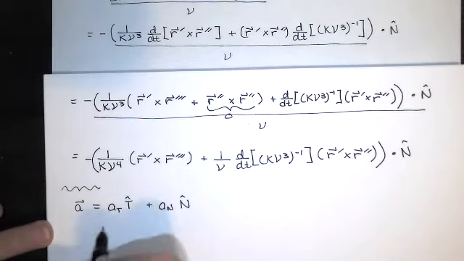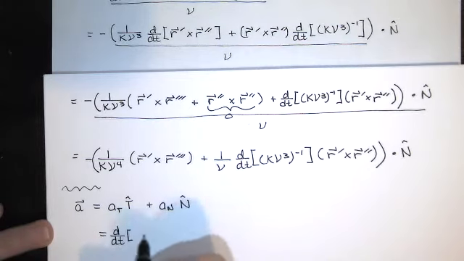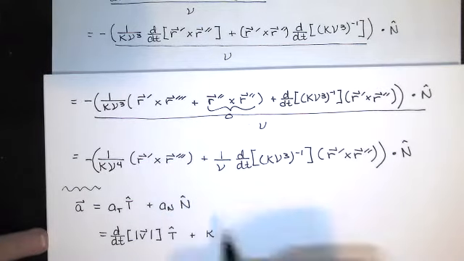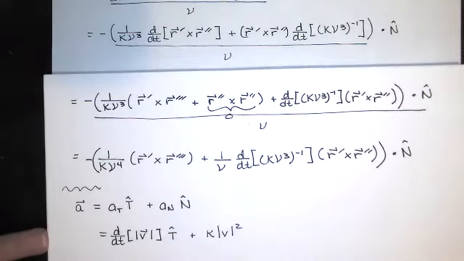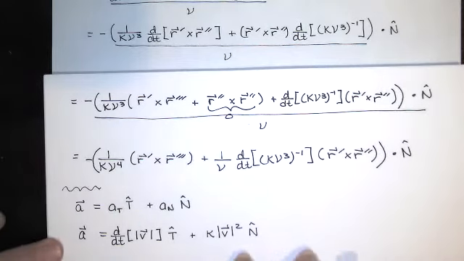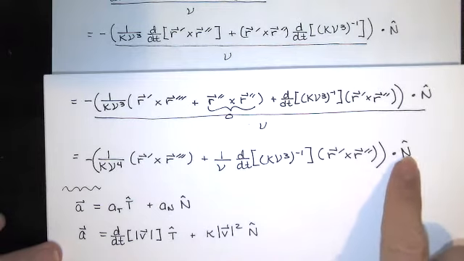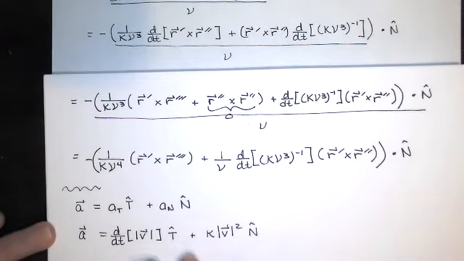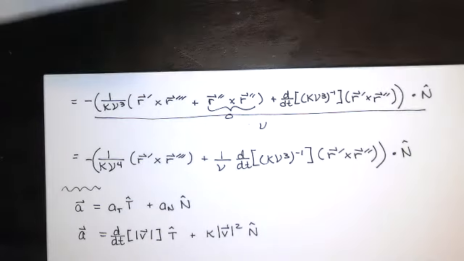And remember what a sub t was. I claim it's the derivative with respect to t of the speed function. And a sub n, I believe we proved this earlier, was curvature times the speed squared. And all of that's equal to the acceleration function. Well, if I want this in terms of R prime and R double prime, I can write this equation in terms of R prime and R double prime.